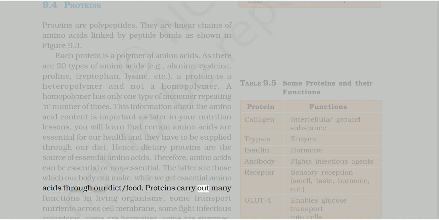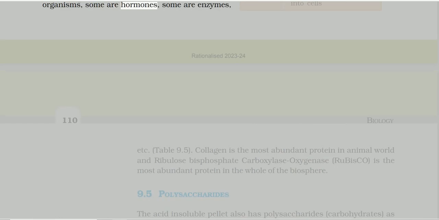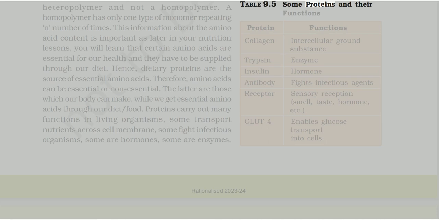Proteins carry out many functions in living organisms. Some transport nutrients across the cell membrane, some fight infectious organisms, some are hormones, some are enzymes. Table 9.5 Some proteins and their functions. Collagen: intercellular ground substance. Trypsin: enzyme. Insulin: hormone. Antibody: fights infectious agents. Receptor: sensory reception, smell, taste, hormone, etc. GLUT4: enables glucose transport into cells.